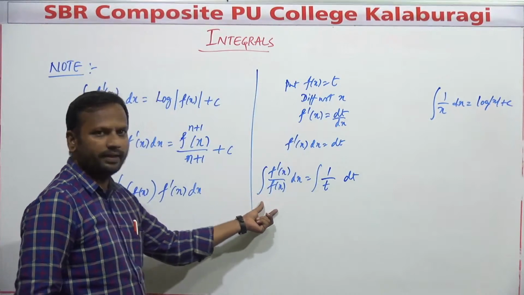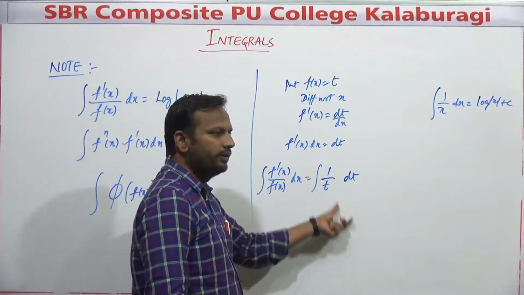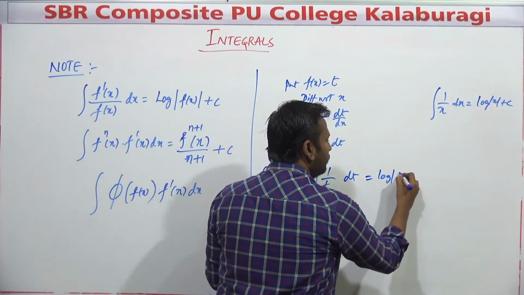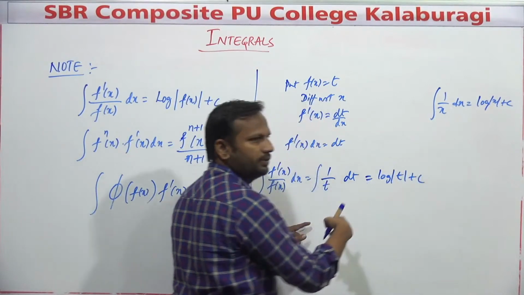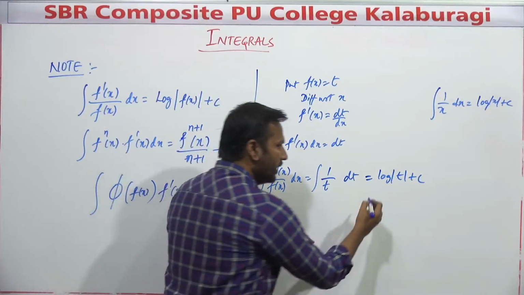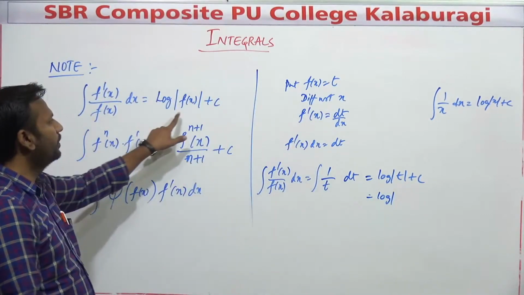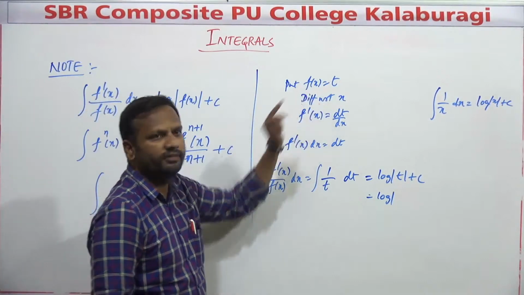Now it was complicated, and we have transformed it into a simple form. Now we can apply the formula like this. It becomes log of t. Again, what is t here? Sorry, t is f of x.